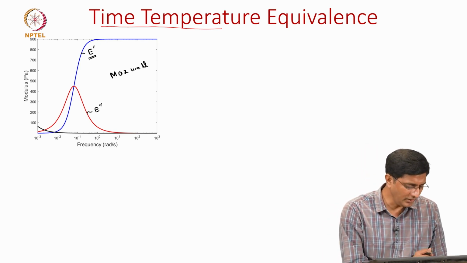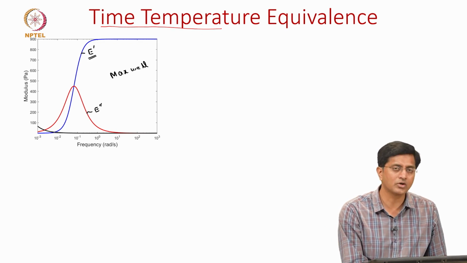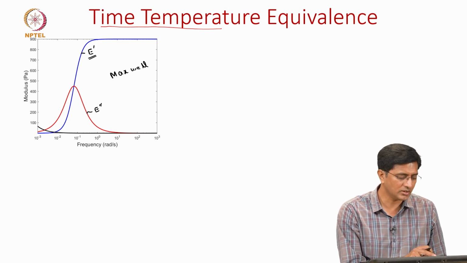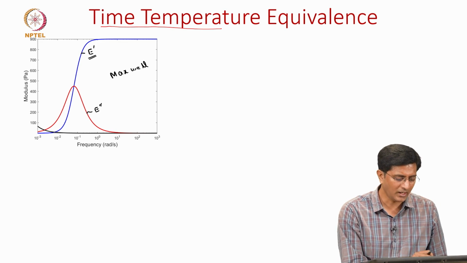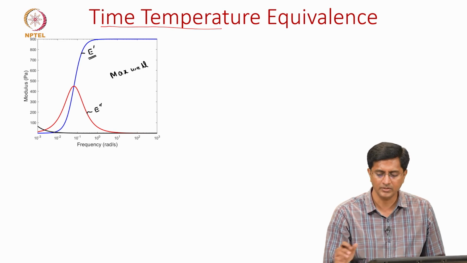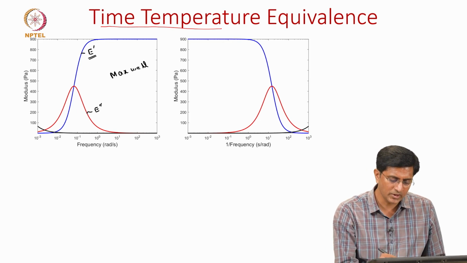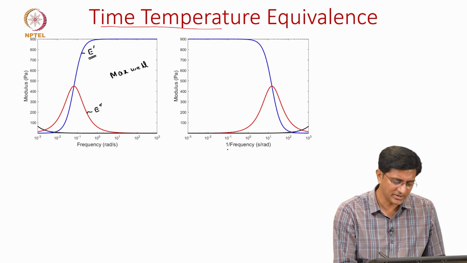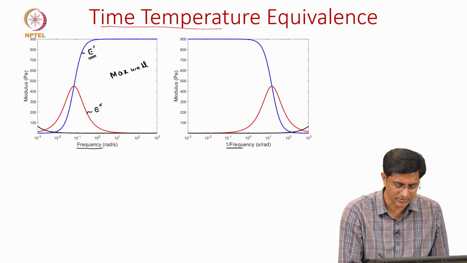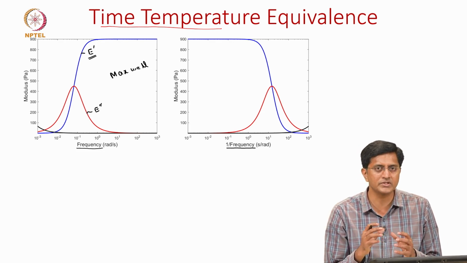So, we see at very low frequencies it has a very negligible value, but close to the relaxation time there is a steep increase in the storage modulus, and at very high frequencies again the modulus values are high, right. So, the same data we are showing here where the x axis is different. Earlier it was frequency, now it is 1 by frequency.